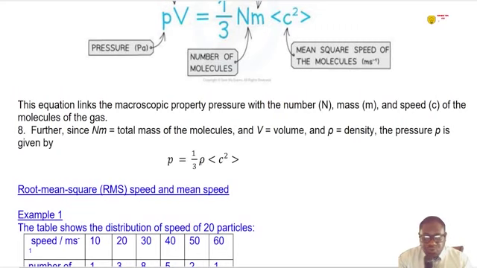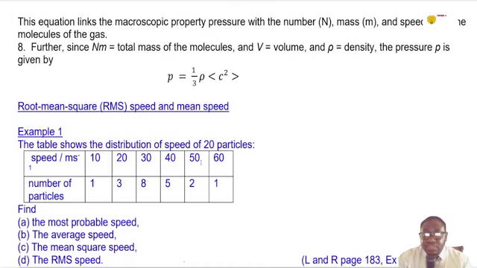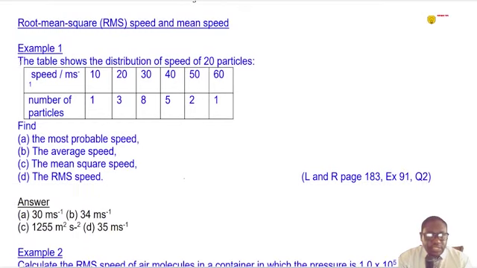Right, so I'm going to do an example here to show you how to work with mean square speed and the root mean square speed of the molecules. It says here that the table shows the distribution of speed of 20 particles. So we have the speeds and then the number of particles with that particular speed. The first particle has a speed of 10 meters per second. For the second speed, there are 3 particles with speed 20 meters per second.